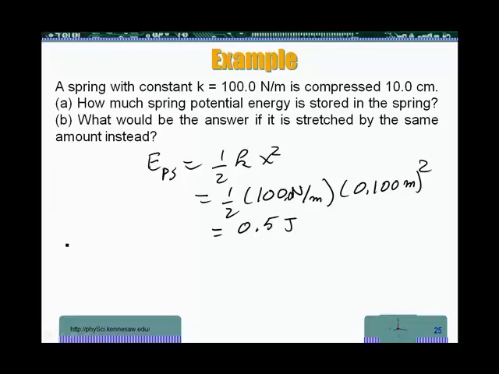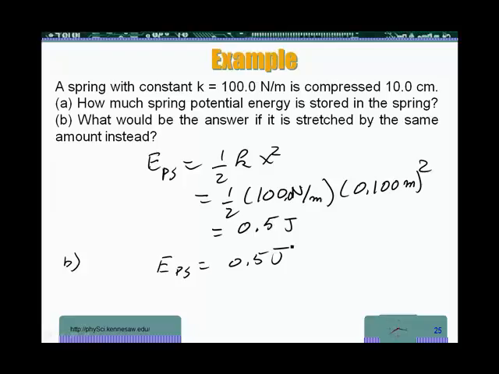Now, by how much would the answer be different if it is stretched by the same amount instead of being compressed? It would not be any different. EPS is still 0.5 joules. Now, remember, this expression does not care whether it is compressed or stretched. All what matters is how far is it off the equilibrium position, and in both cases it's 10 centimeters, so we should get 0.5 joules. That's an important part.